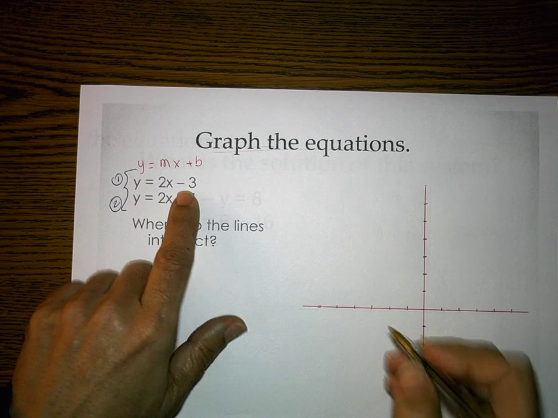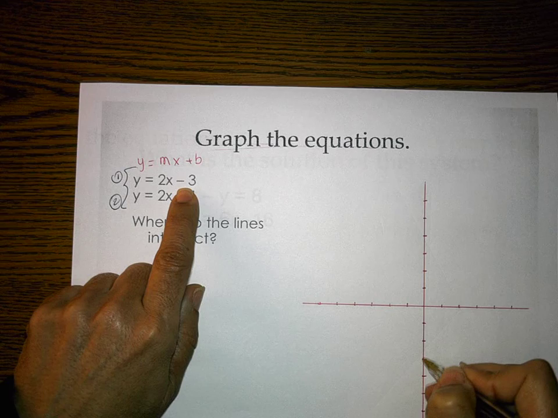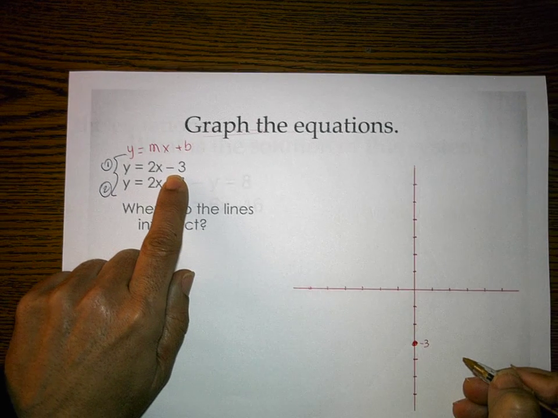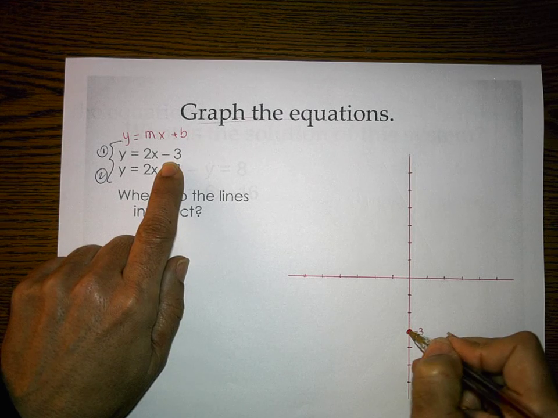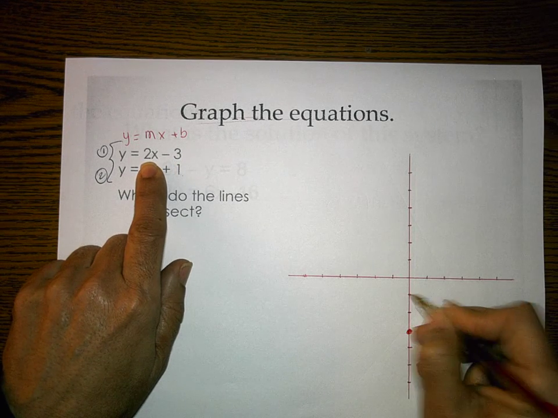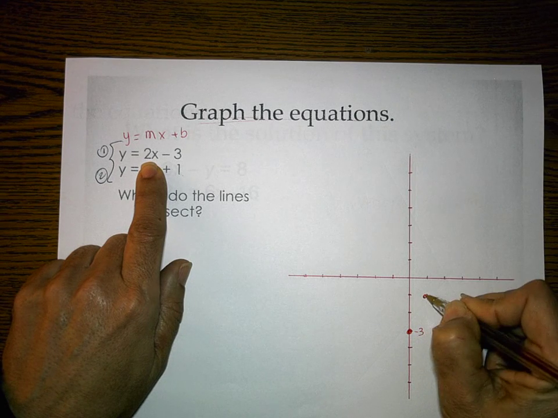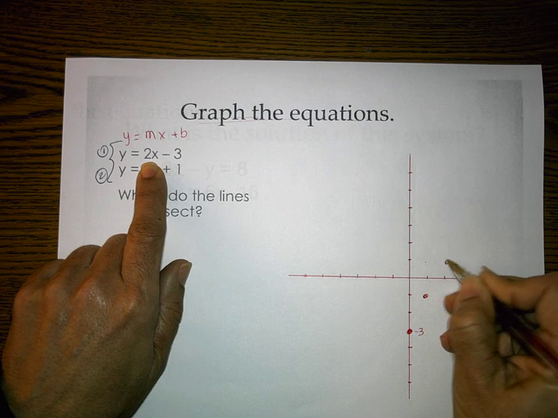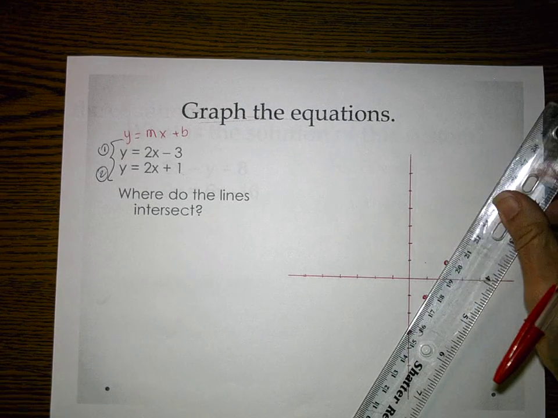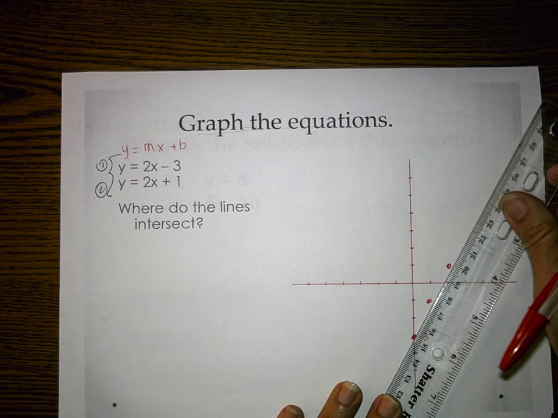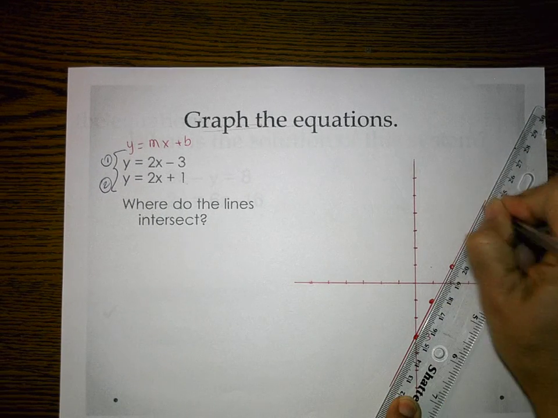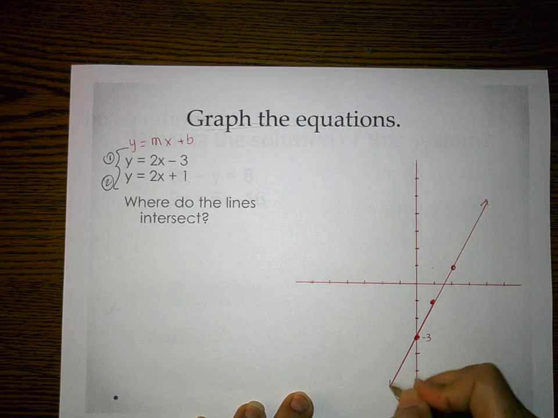The y-intercept is -3. Right here is my -3. Okay, wait, let me move up a little bit. Right here is -3. And I'm going up 2 and running 1. Up 2, run 1. And I'm going to do it one more time. Up 2, run 1. I like to have more than just 2 points to graph my line. So there we go. It was a little bit off my grid because I drew this by hand. It didn't come out very nice. Okay, so here's my first line. This is my line number 1.